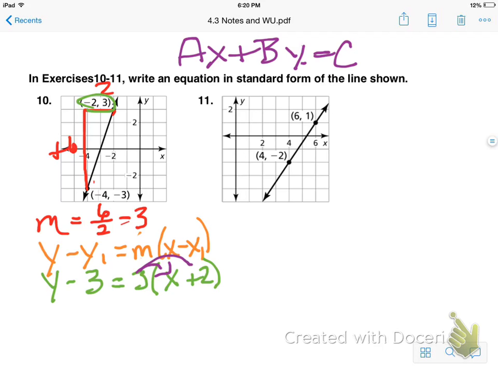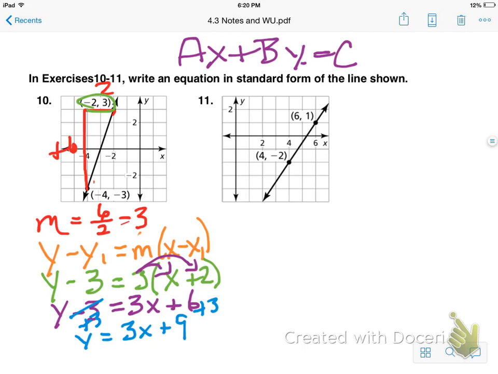I'm going to use the distributive property. So we have y minus 3 equals 3x plus 6. And you have to ask yourself, what step do you want to do next? And you have choices. What I'm going to do is go ahead and add 3 to both sides. So that's going to cancel that out. And now I have y equals 3x plus 9. Now, many of you may want to leave it like that, but the instructions say to write it in standard form, excuse me. So that means the x needs to be on the left. So your final answer is negative 3x plus y equals 9.